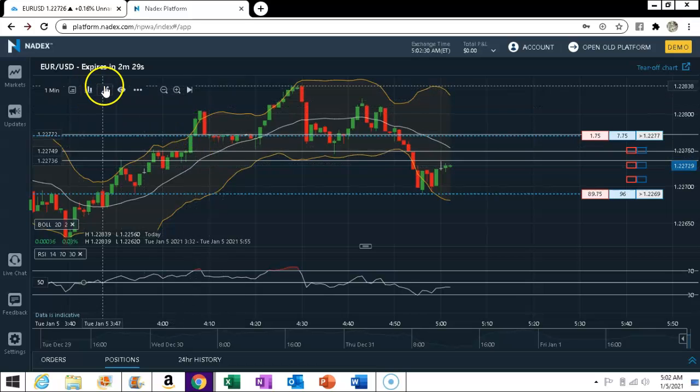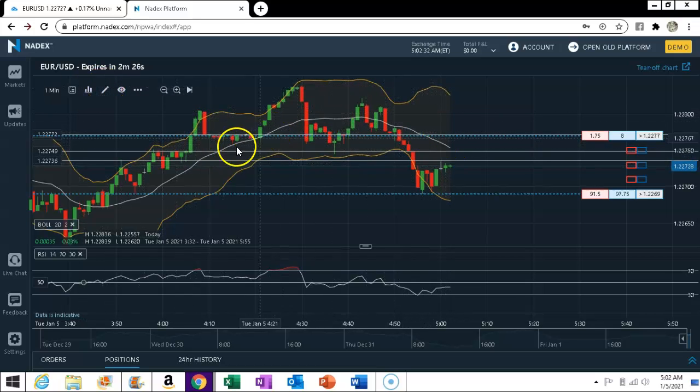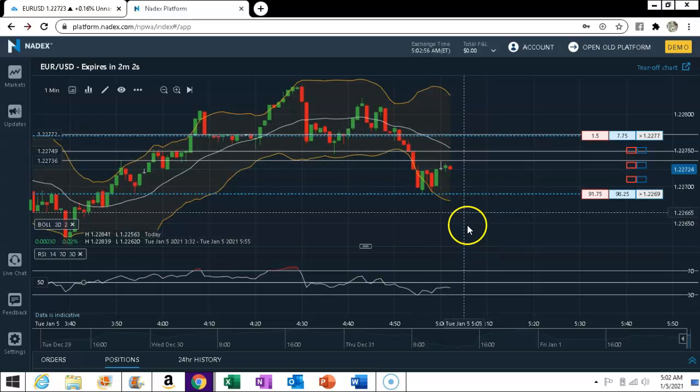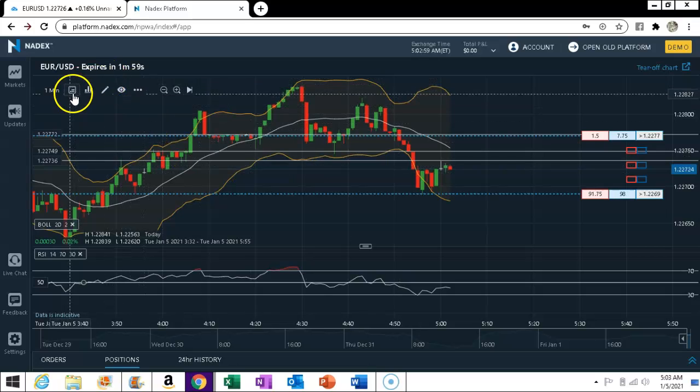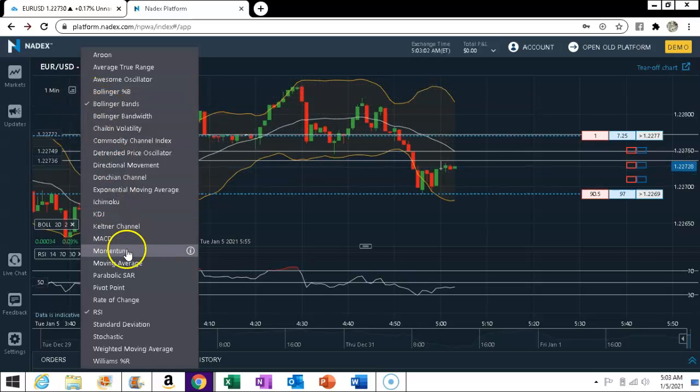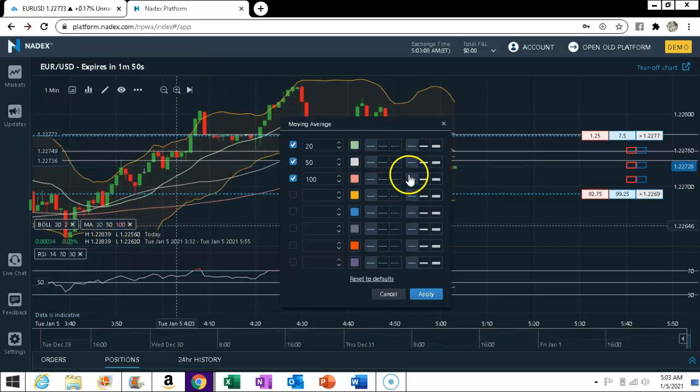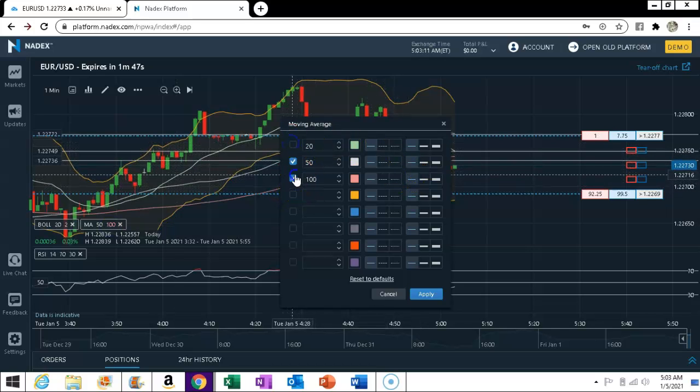So, for instance, this is the 20 period moving average, right? And when price is below the 20 period and below that 50 period line, that line right there, then you should be taking sells. You should be focusing on sells. So let me add a 50 period moving average and see just where it is on the chart.